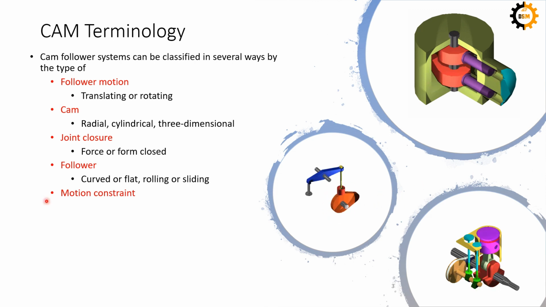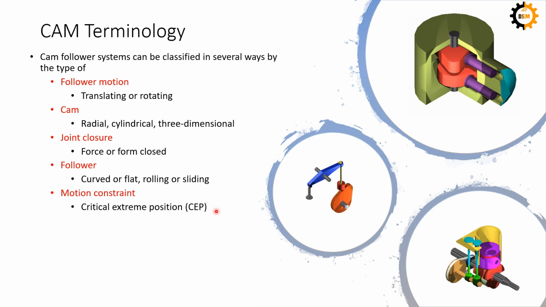Another way of classification is based on the motion constraint. So how the cam follower mechanism is constrained for its motion. So it can be a critical extreme position, or we call it CEP. That means that if you divide the motion of the cam follower mechanism into certain segments, you just know the start and end of that segment, and this helps you in making a profile for the cam. Another way is to use the critical path motion.